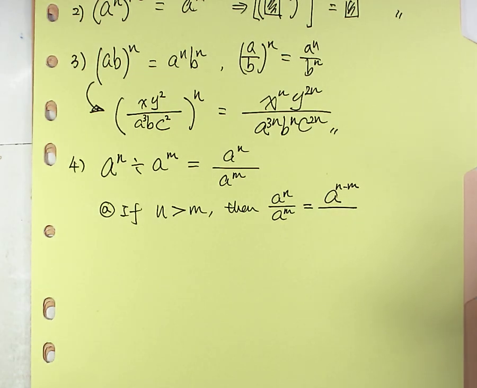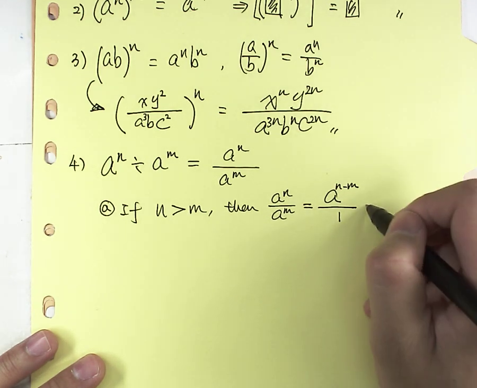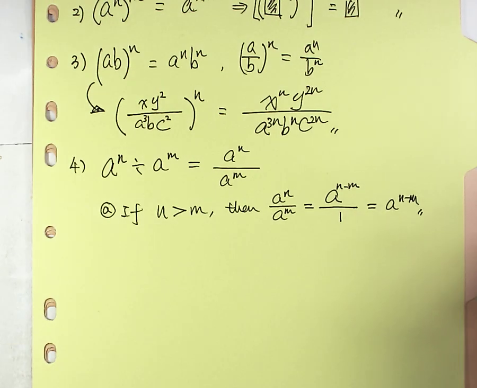The a is still there, okay? We don't have anything here, it's just 1, okay? You put a 1 here, and then write one more step, it's just like this, okay? This is very, very important.